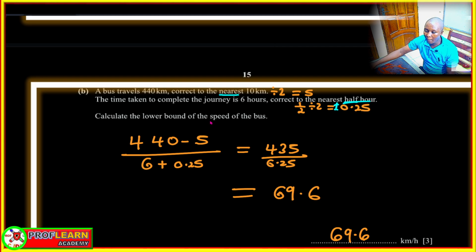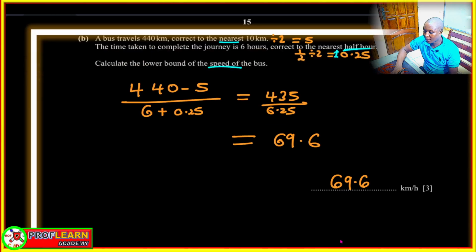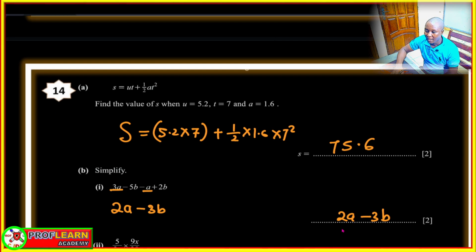So calculate the lower bound of speed. Lower bound will be lower bound of distance over upper bound of time. Yeah, so that you have a larger number denominator, it reduces the answer that you are going to get, and that's going to be 69.6.